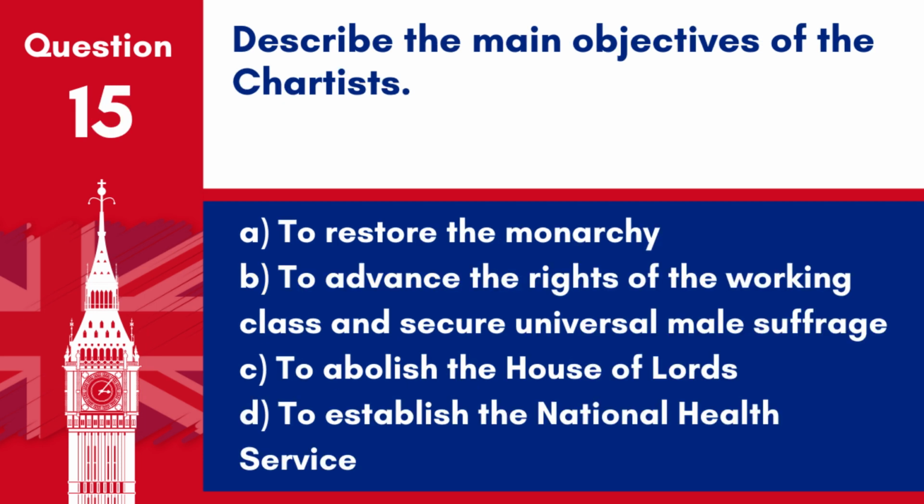Question 15. Describe the main objectives of the Chartists. A. To restore the monarchy. B. To advance the rights of the working class and secure universal male suffrage. C. To abolish the House of Lords. D. To establish the National Health Service.